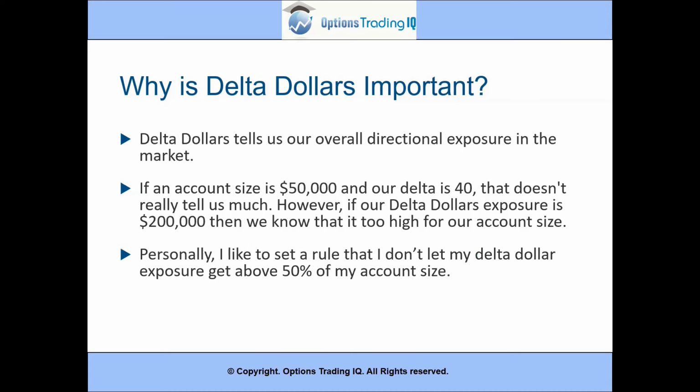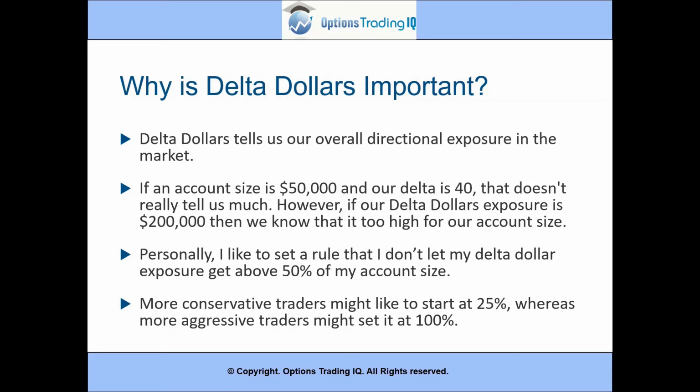Personally, I like to set a rule that I don't let my delta dollar exposure get above 50% of my account size. More conservative traders might like to start at 25%, whereas more aggressive traders might set it at 100%.